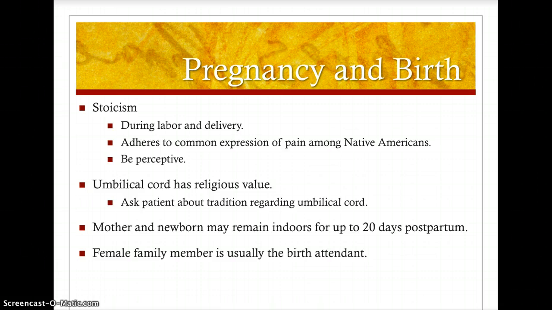Be sure to ask the patient about her tradition regarding the newborn's umbilical cord before it is discarded, as it has religious value to some, and they may request to keep it. It is not uncommon for the mother and the newborn to stay indoors for as many as 20 days postpartum, so consider this tradition when scheduling postpartum checkups.